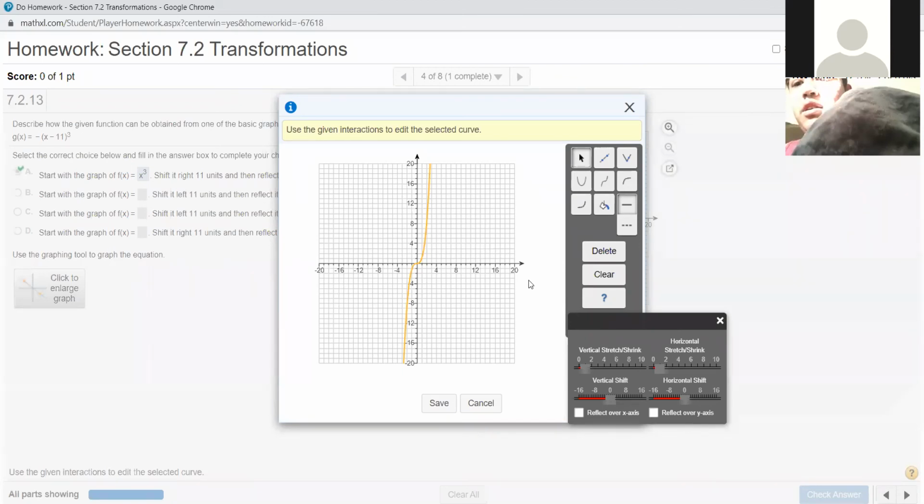Okay? So the first thing we're going to do is shift it to the right 11 units. So here's my horizontal shift. I'm going to go, see how it's moving the yellow graph to the right. I'm going to go to the right 11.